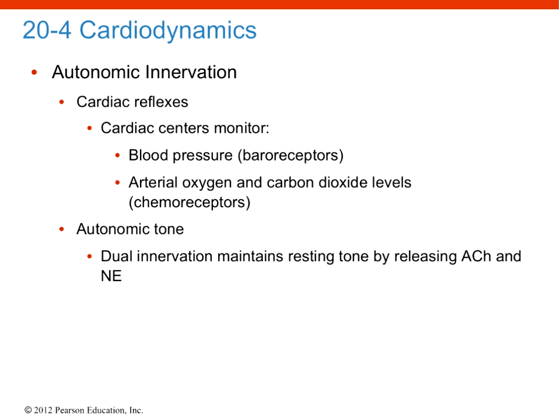What we call your autonomic tone is kind of the dual innervation between the sympathetic and the parasympathetic nervous system, and it gives you kind of this resting tone, if you will. And how that dual innervation is maintained is through the release of acetylcholine, which is inhibitory, and norepinephrine, which is excitatory. So at any point in time, these neurotransmitters are going to be affecting the cardiac muscle cells to make sure that it has a nice resting heart rate.